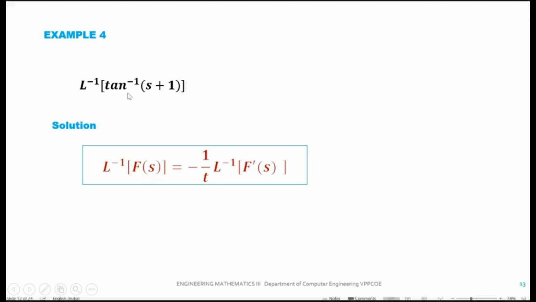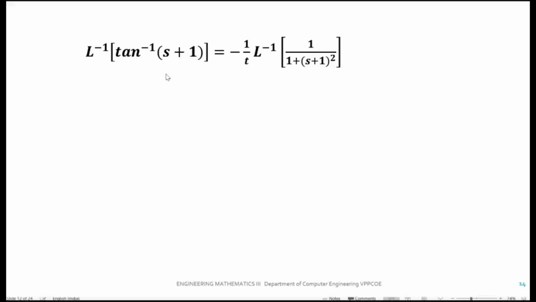What is the derivative of tan inverse of s plus 1? Yes, 1 upon 1 plus (s plus 1) the whole square. Correct. So f of s is this. The derivative of tan inverse becomes 1 upon 1 plus (s plus 1) the whole square. Okay. Now what is the L inverse of this function? Can you tell me? L inverse of 1 upon 1 plus (s plus 1) the whole square.